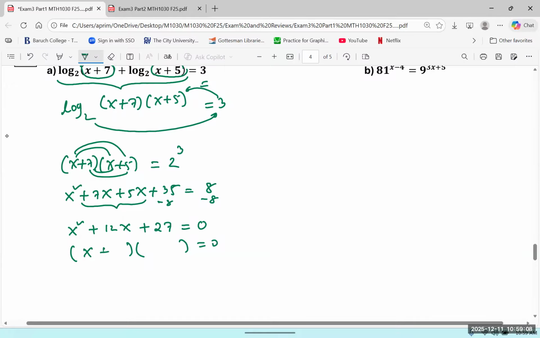So two numbers multiplied to 27 and combined to 12 are 9 and 3. 9 times 3 is 27, 9 plus 3 is 12. And then we set each of them equal to 0 to solve for x. So we get x equals -9 and x equals -3.